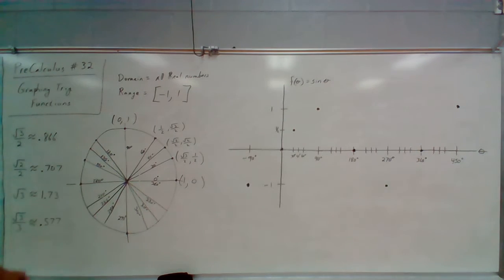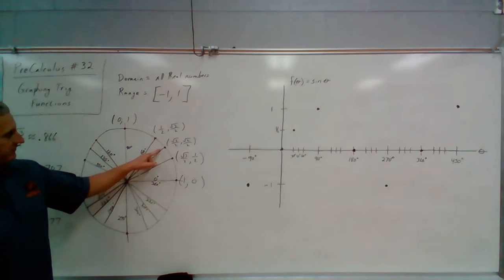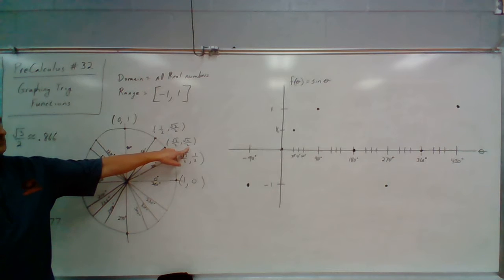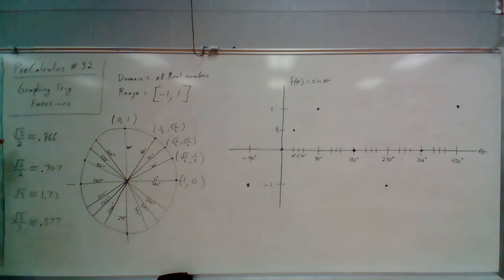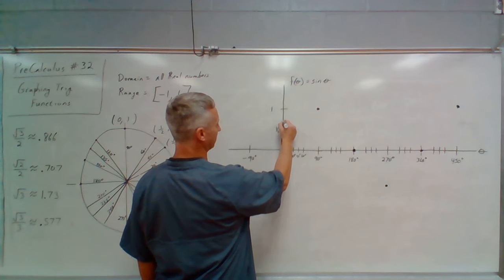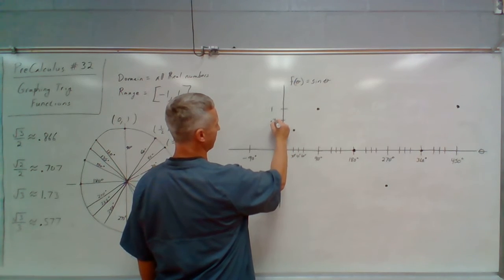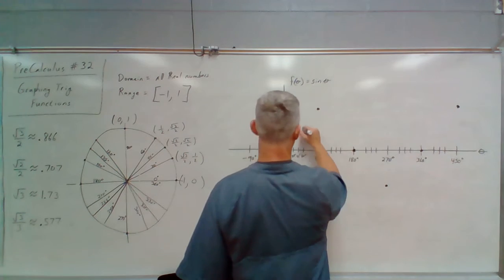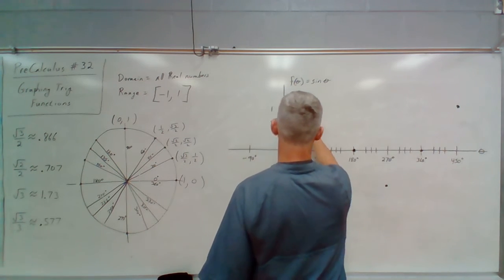All right, 45 degrees. The sine of 45 degrees is the square root of 2 over 2. I've asked my calculator to give me an approximation to that. The square root of 2 over 2 is about 0.707. So let's put that, go about right here. Get that point.